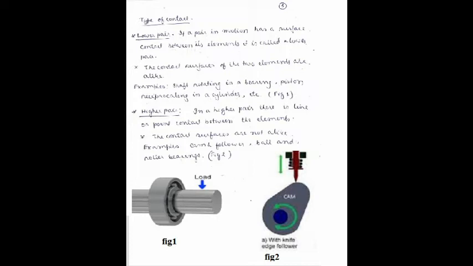Higher pair. In a higher pair, there is line or point contact between the elements. The contact surfaces are not alike. Examples: cam and follower, ball and roller bearings. So in a higher pair, you will find line or point contact, and surfaces in contact are not alike. In the figure, you will see a cam and follower. The cam and follower are having point contact.